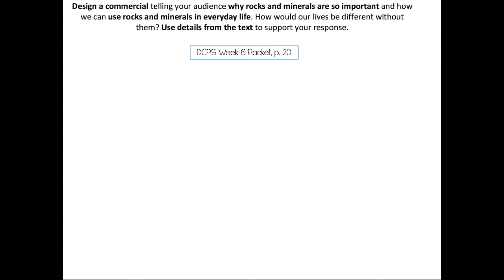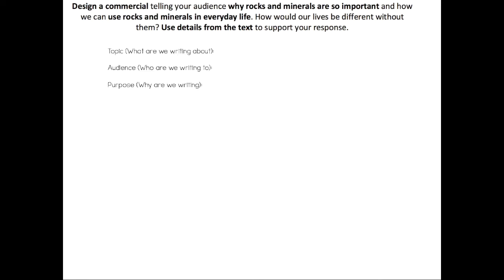So to break down this prompt, we can use our tried and true method of TAP, identifying our topic, what we're writing about, our audience, who we are writing to, and our purpose, why we are writing. First, focusing on our topic, looking back to our prompt, what are we writing about? We are writing about both the importance of rocks and minerals and the uses of rocks and minerals. Now we are super familiar with our symbols, our plus sign to mean and our slashes to mean new ideas.